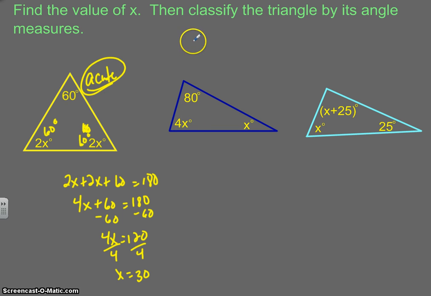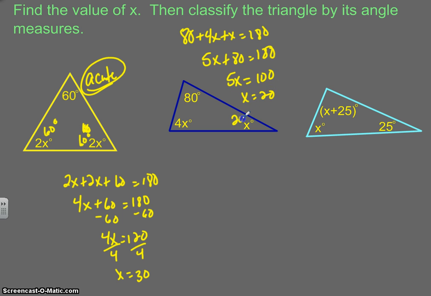Okay, next one. We've got an 80-degree angle. We've got an angle that's 4x and an angle that's x. All of those should equal 180. Add the x's together, we get 5x plus 80 equals 180. Subtract 80 from both sides, we get 5x equals 100. That means x is equal to 20. So this is 20, and this is 80. Okay, all of the angles are under 90. This is called an acute triangle.